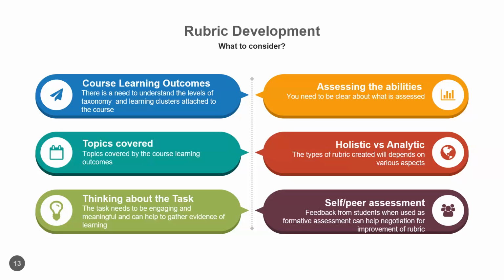There is a need to understand the levels of the taxonomy. So in terms of the cognitive, what is the level? If there's an affective, what's the level? If the course learning outcome is measuring psychomotor, what's the level? What are the learning clusters? Now they call them learning clusters. Last time we called it, what did they call it?